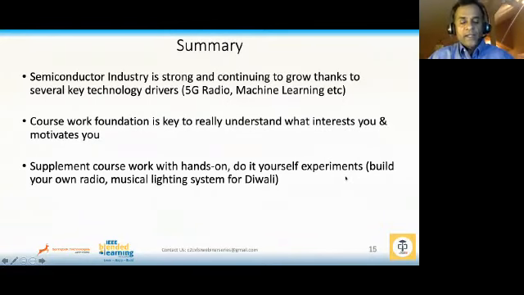If you are really interested in being an analog engineer, you could start by building your own radio transceiver with discrete components. Or if you want to build a digital system and see how it works, you could create a music lighting system, right? Play music and see the lights controlled with that. Doing such do-it-yourself experiments will give you a better feel for whatever you learn from the coursework.